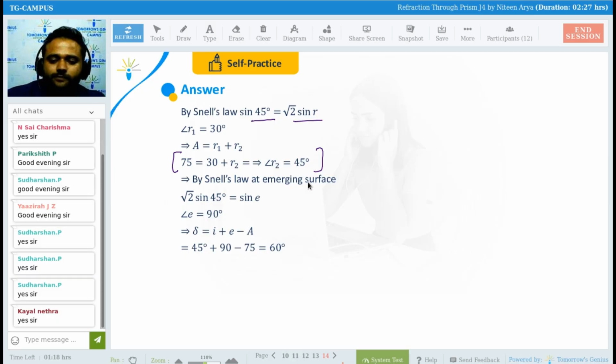Beta, is this clear or not, everyone? Sudarshan, Sai, Parikshit, Kanetra, Shri, Trivikramanna. Beta, where were you for quite a long time?